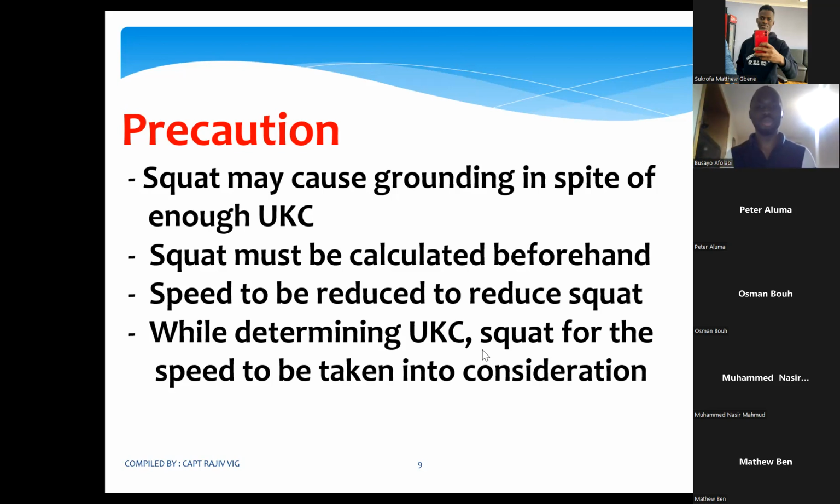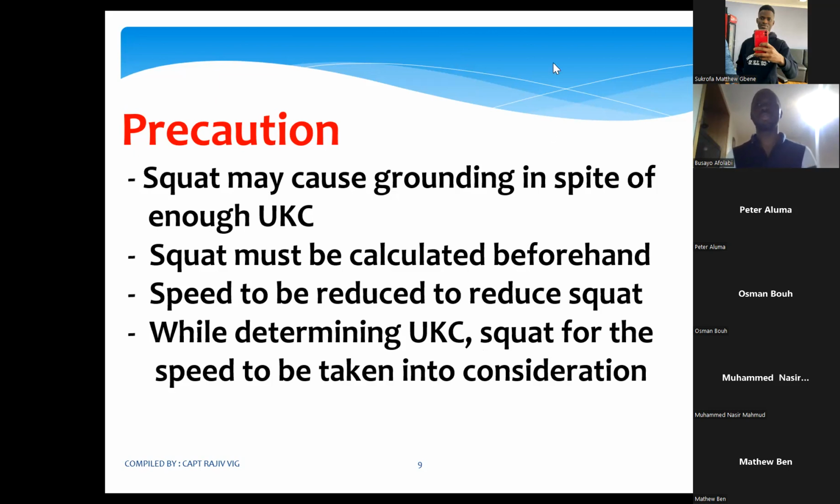Then speed to be reduced to reduce squat. So when you are experiencing all those things, you reduce your speed. But even before proceeding inside a narrow channel, even before proceeding to shallow waters, a knowledge and full understanding of all this will make you know that even as I proceed from the open waters down to shallow waters, I am still meant to reduce my speed, because I will start facing squat, bank effect, suction, interaction, all those kinds of things. So while determining the UKC, squat for the speed is to be taken into consideration.